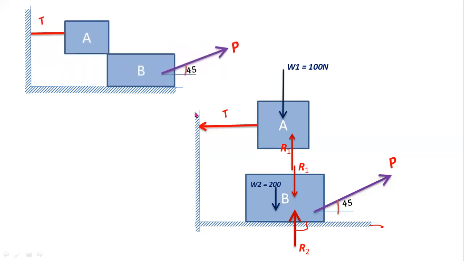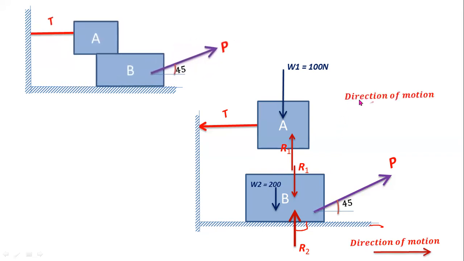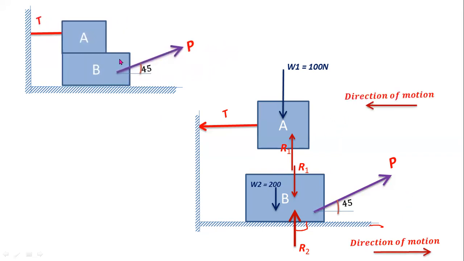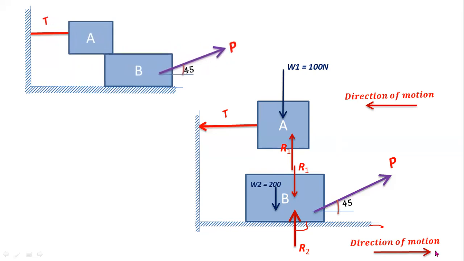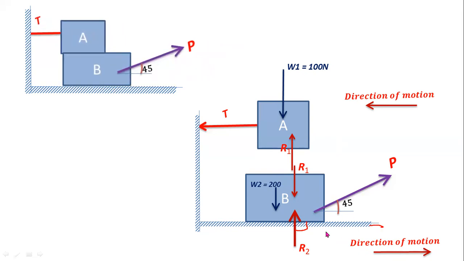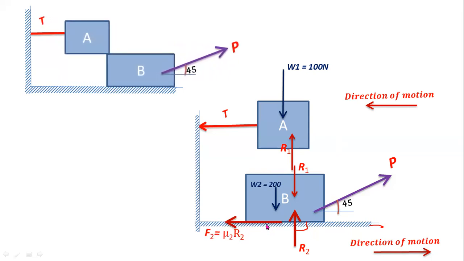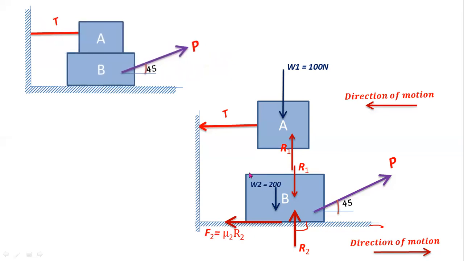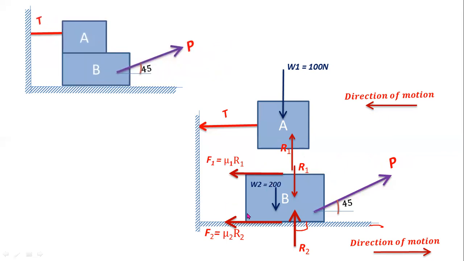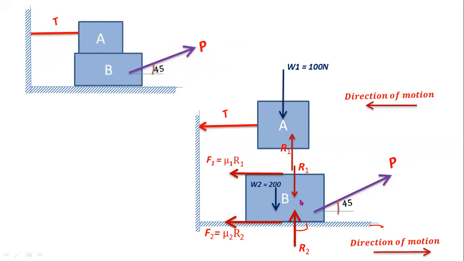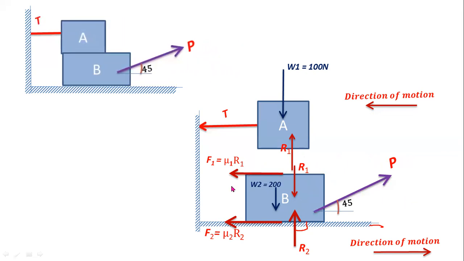Now you have to consider direction of motion of the block B and direction of motion of block A. From this animation diagram you can observe the direction of motion of this block B is right side direction. So you have to consider left side reaction force for bottom surface, and also you have to consider frictional force between the block A and B. So this block will move in right side direction, so you have to consider left side frictional forces.